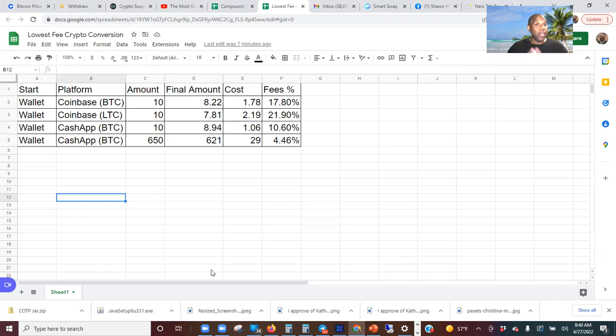With the LTC, it was a lot quicker. I mean, it got there real quick. It was like 2 minutes. So it was really, really fast. And initially, when it hit, the fees didn't seem as bad. So I was like, cool.